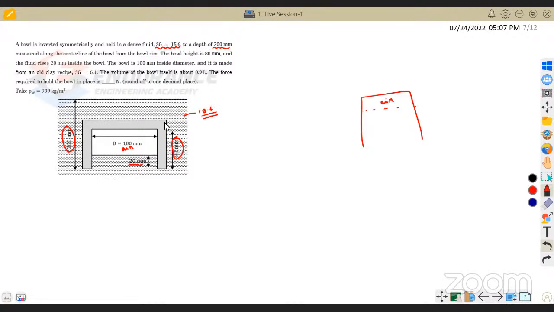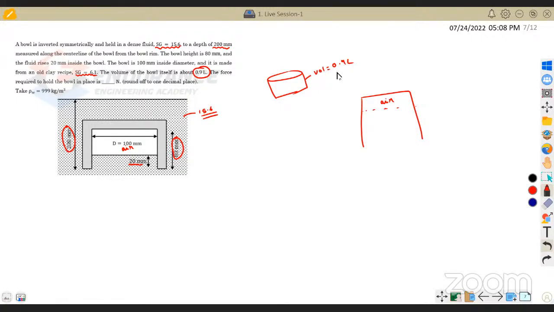So this material is given, and the material specific gravity is given. Initially the specific gravity of the fluid is also given. Now the specific gravity of the material, that is the bowl, is also given. Okay. The volume of the bowl is clearly mentioned in the question itself, which is 0.9 liter. So volume means what? It's a bowl, right? So the volume of this bowl is given as 0.9 liters.